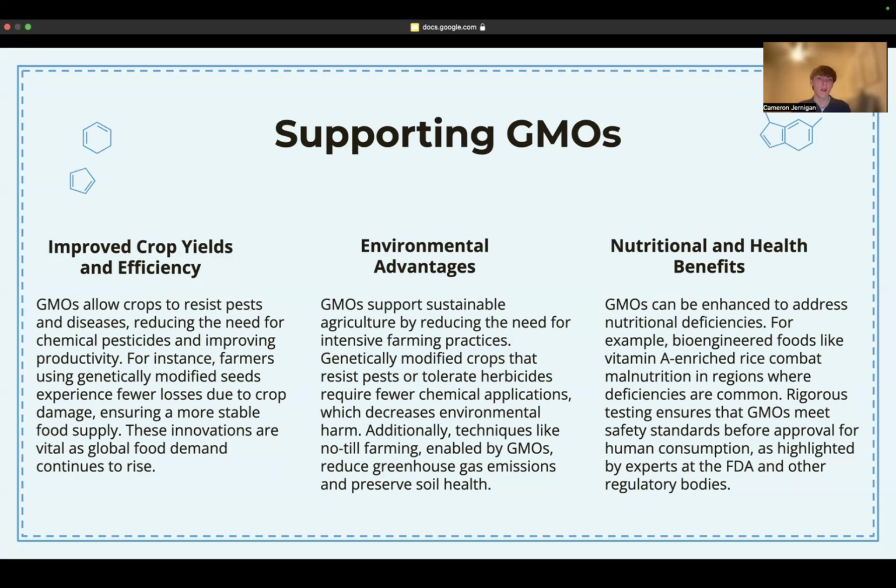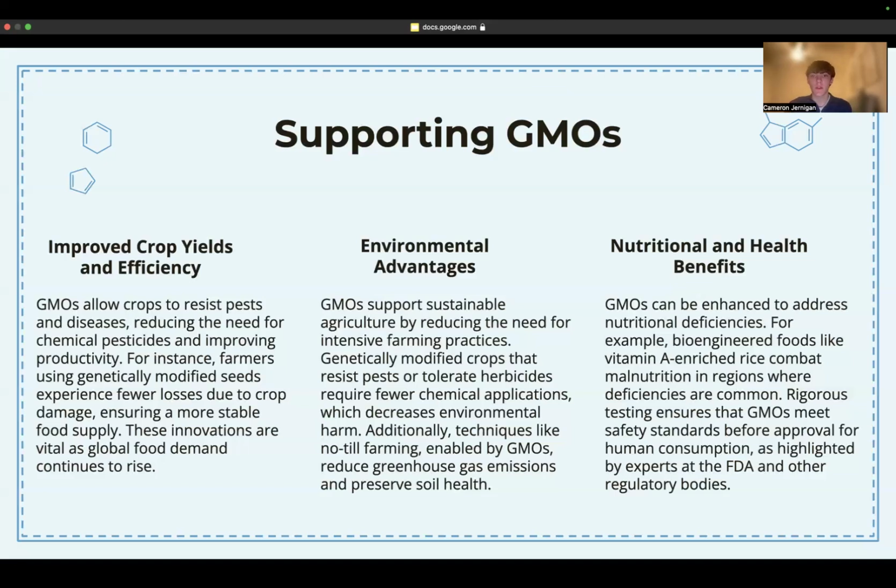Another advantage is in terms of the environment. So GMOs support sustainable agriculture by reducing the need for intensive farming practices. Genetically modified crops that resist pests or tolerate herbicides require fewer chemical applications, and that decreases environmental harm. Additionally, techniques like no-till farming, which is enabled by GMOs, reduce greenhouse gas emissions and preserve soil health.